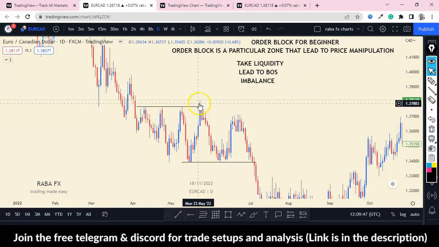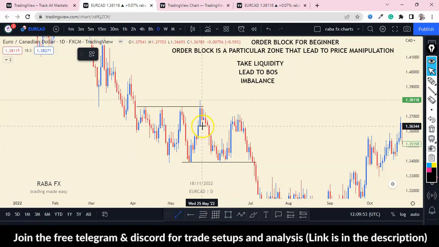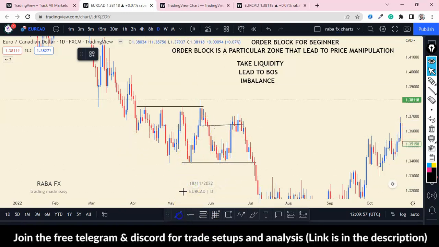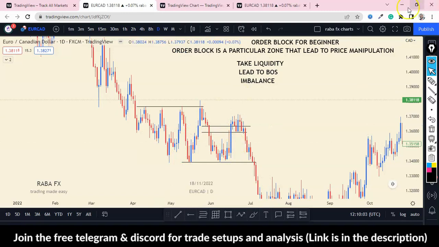For example, when you look at this move down, you have to look for imbalances. Imbalances are simply fair value gaps. Just identify the fair value gaps. In this case, I told you how to identify fair value gap. If you don't understand, I'll put it up here for you to check. Check the description, the card section. You will see a video on identifying imbalance or imbalance price action, whichever one.